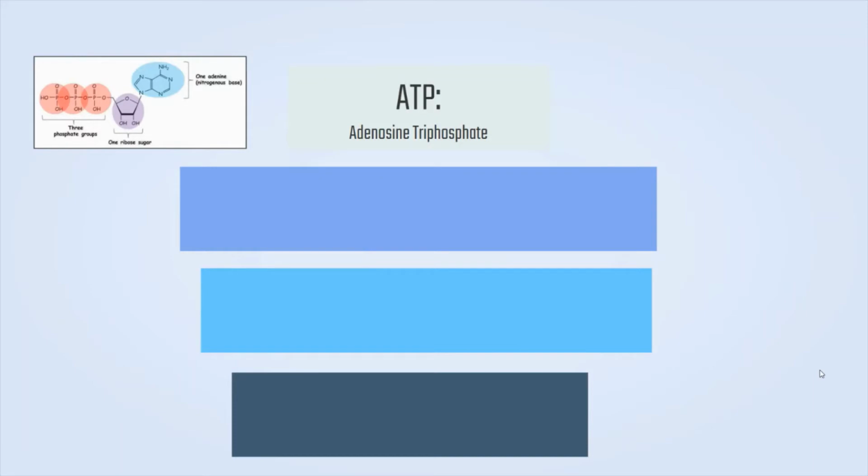So now let's talk about ATP. ATP stands for adenosine triphosphate. So you can see that it is made up of a ribose sugar, an adenine nitrogenous base, and 3 phosphate groups.